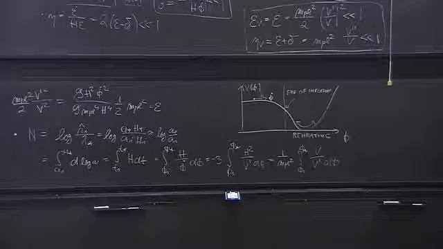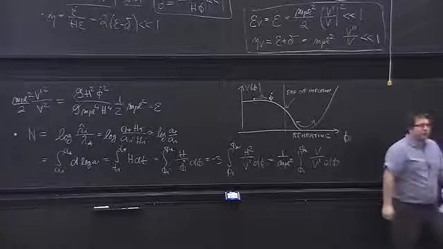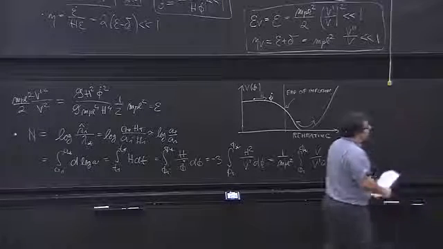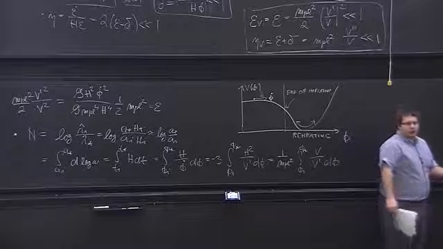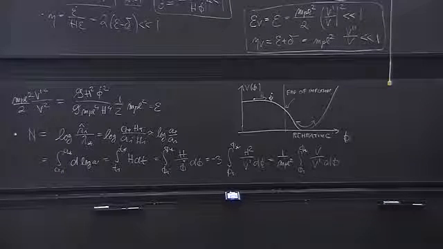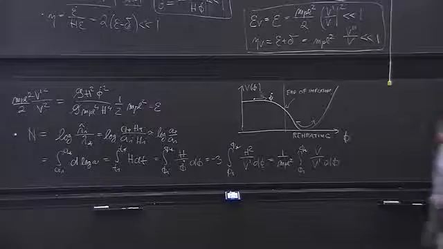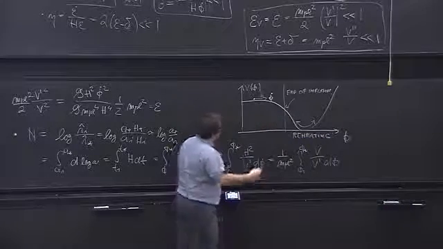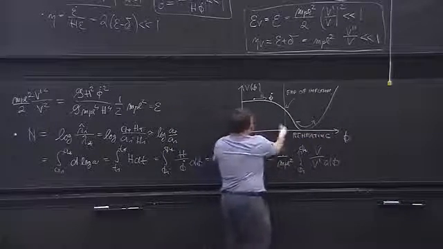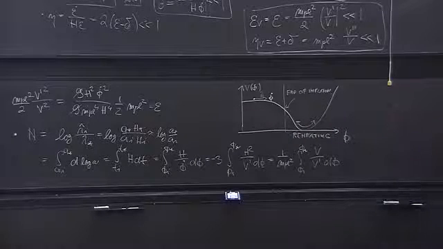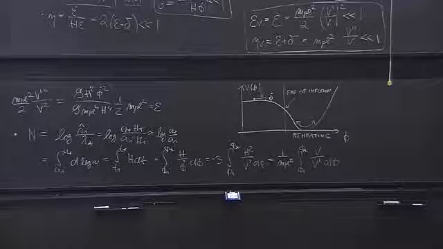Now requiring that this is much smaller than 1, it immediately tells you that the value of the field when inflation occurs is super Planckian. So from here, you see that phi must be much bigger than M_Planck. In other words, the value of phi here must be much bigger than M_Planck. So is this a problem? Maybe. So you have a super Planckian field.